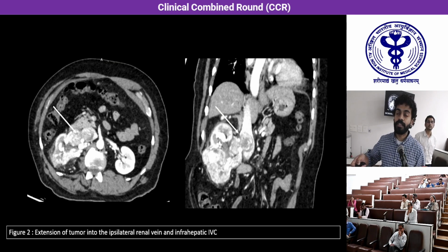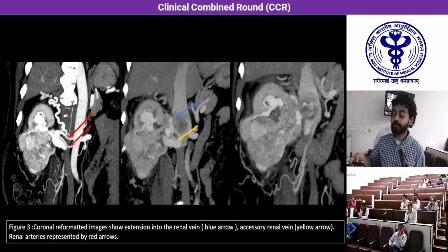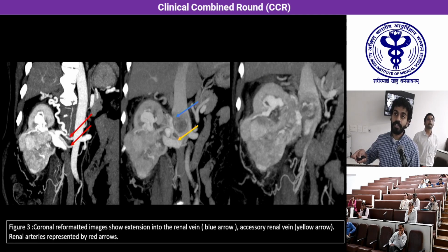Medially, the tumor is extending into the renal vein into the infrahepatic IVC, which is seen in the coronal reformatted images. So these are the MIP images in which I would like to show. On the right side, there is two renal arteries and there are two renal veins, and this tumor is extending into the infrahepatic IVC through the superior renal vein.